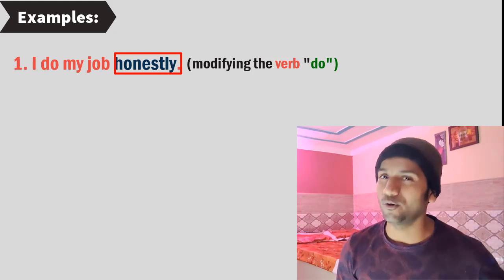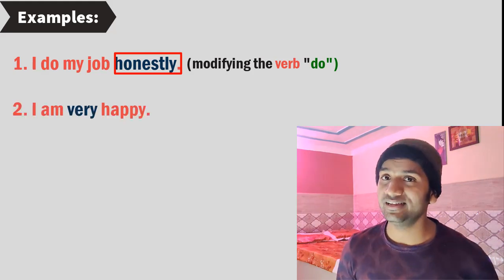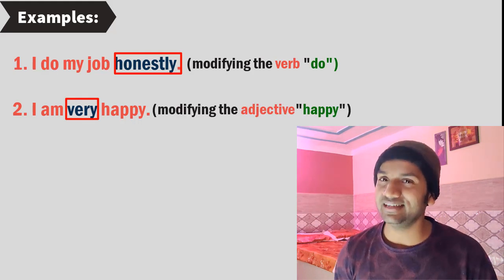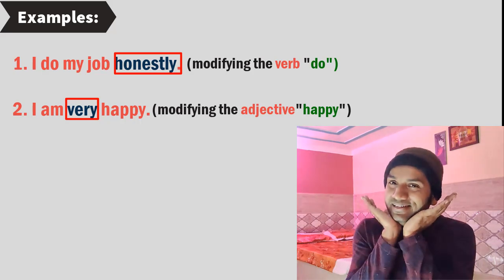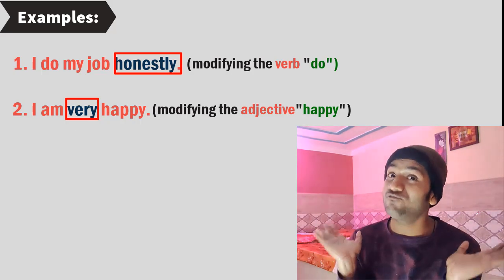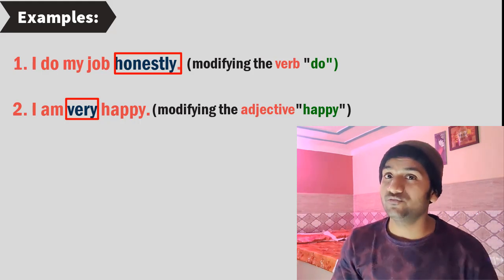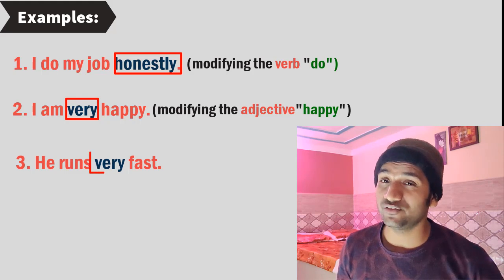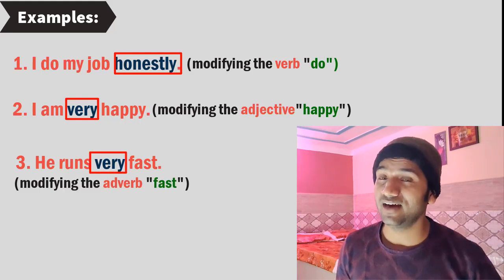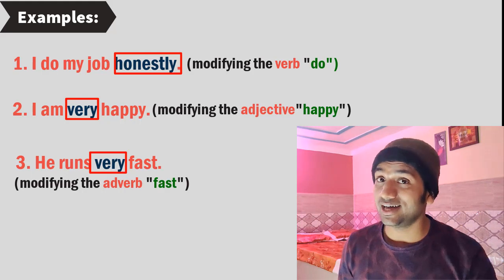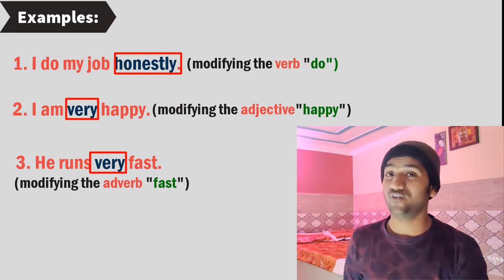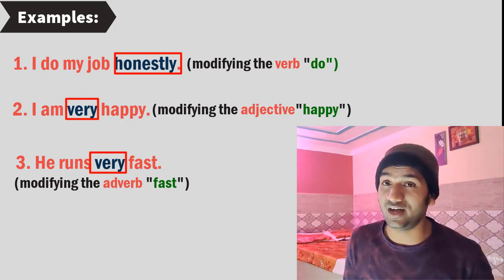How do I do my job? Honestly. I am very happy. Happy is an adjective and very is an adverb that is modifying the adjective happy. I am happy. I am very happy. Very happy. Very is an adverb that is modifying an adjective. He runs very fast. Fast is an adverb that is modifying the verb runs. How does he run? Fast. Now, very fast. Very is also an adverb that is modifying another adverb which is fast. How fast? Very fast.